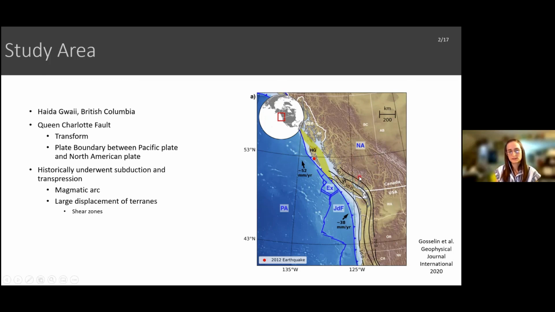Historically, this area has undergone a few different tectonic regimes. It underwent subduction, which led to the formation of a magmatic arc. Later on, it went through a series of transpression, first translating slivers of coastal or continental material known as terranes southward and then back upwards. And so we have this accretion of different terranes, as well as shear zones and exposed batholiths from that magmatic arc.